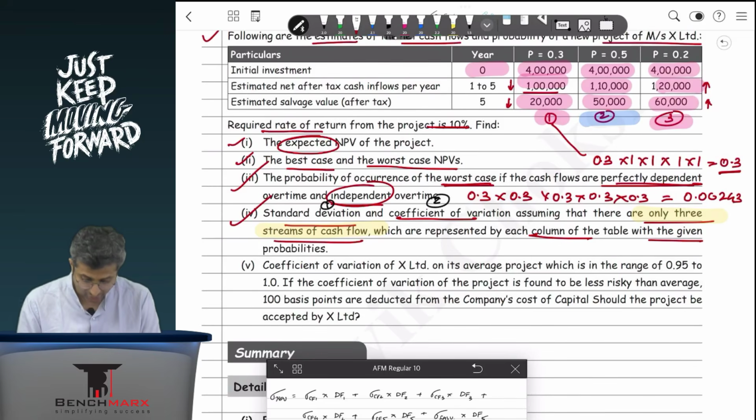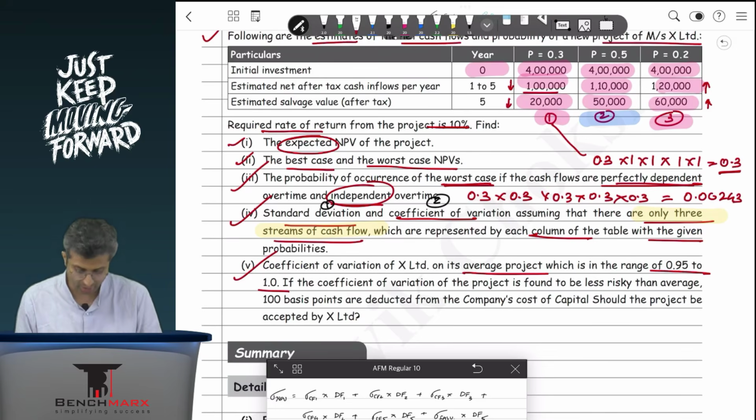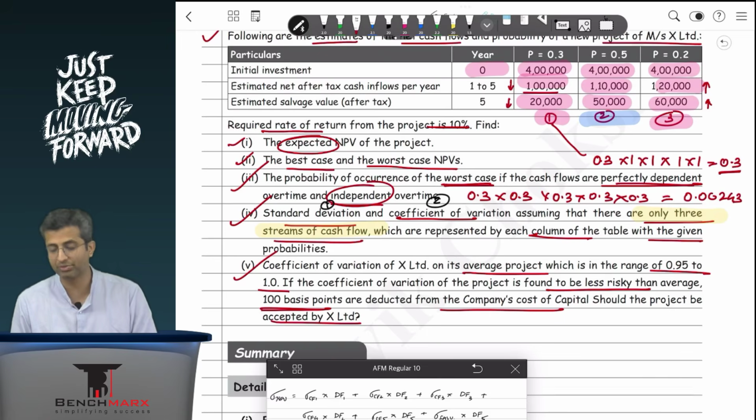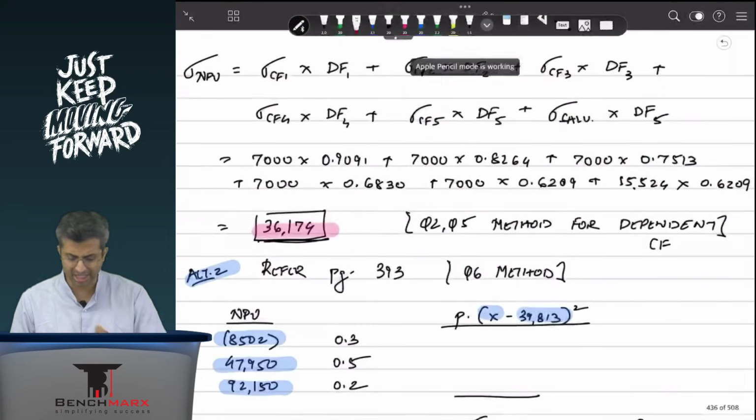Next, the coefficient of variation of an average project is in the range of 0.95 to 1. Remember, the higher the coefficient, the higher the risk; the lower the coefficient of variation, the lower the risk. If the project is found to be less risky than average, 100 basis points, that is 1%, is deducted from the company's cost of capital. Should the project be accepted? Over here, my project has a 0.91 coefficient of variation, where the average project has 0.95 to 1, and hence my project is less risky, which means my required rate of return will be risk adjusted lower. So my discount rate will be adjusted to 9%, and in the last case you will take the expected cash flow.